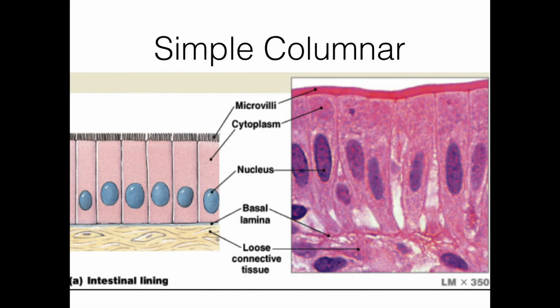Next is simple columnar epithelium. You can identify this by a single layer of tall, column-like cells with a single neat row of oval nuclei, usually toward the base of the cell. You can find this in the jejunum of the small intestine. Its function is absorption and secretion.